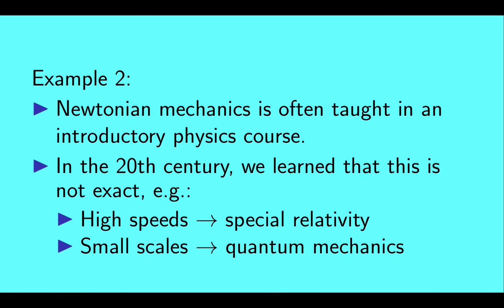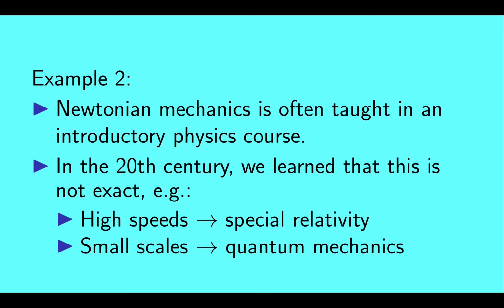Newtonian mechanics, of which we just saw an example, is typically taught in an introductory physics course. But in the 20th century, we learned that Newtonian mechanics is not exact. In fact, if we do experiments under conditions that are very different from everyday life, Newtonian mechanics can be a very poor approximation to reality.